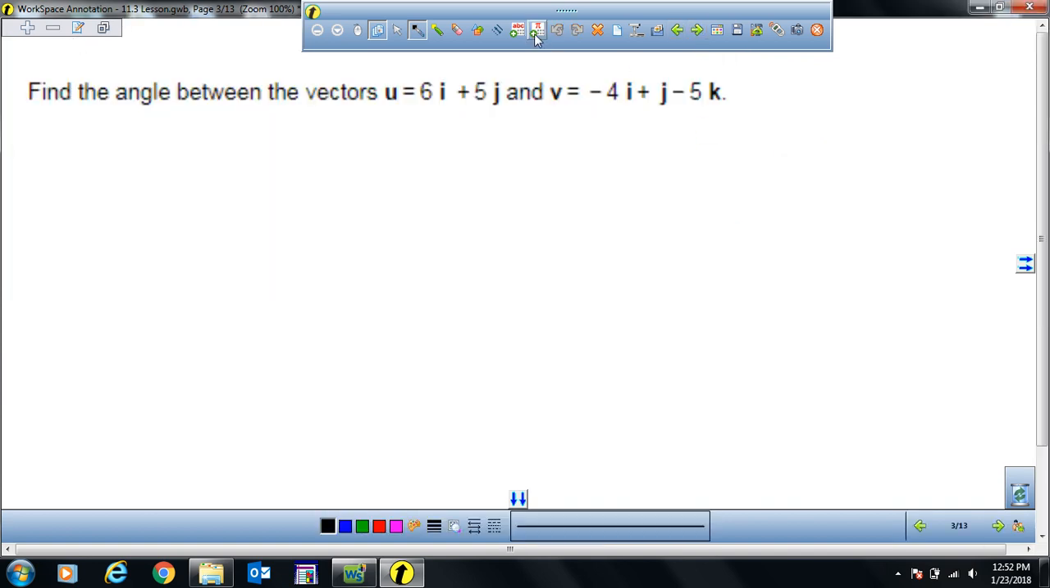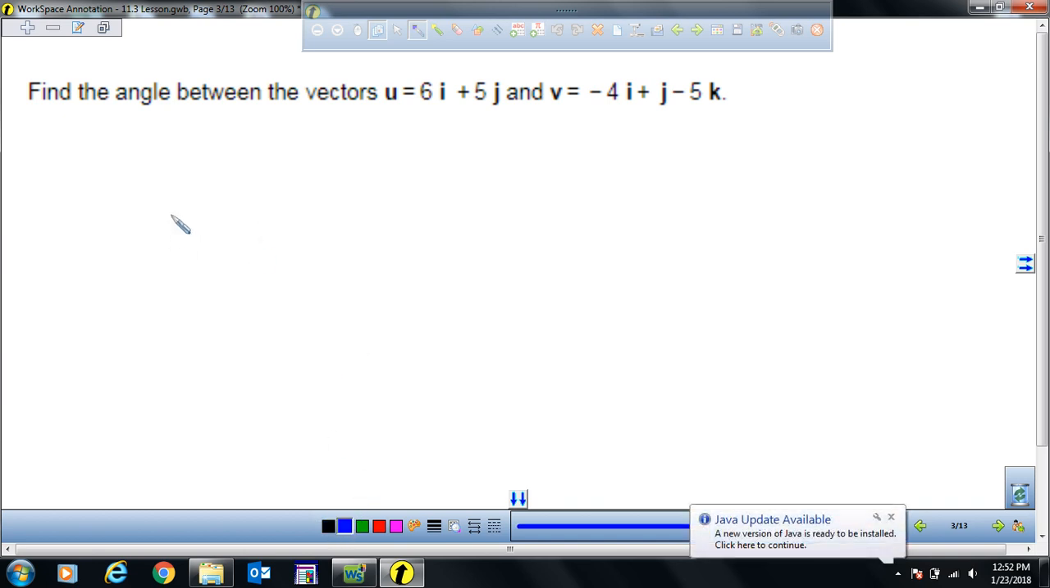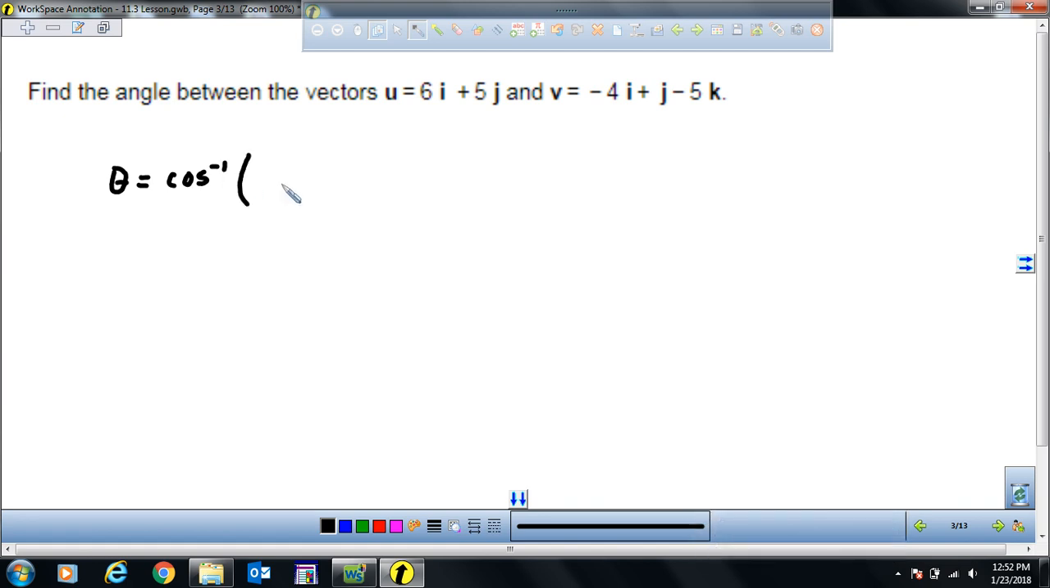So let's start by working on this. Find the angle between the vectors u equals 6i plus 5j, and v equals negative 4i plus j minus 5k. First of all, let's find their dot product, which we're going to need, because according to the formula, the angle between those two vectors is going to be the cosine inverse of the dot product of the two vectors divided by the magnitude of one vector times the magnitude of the other vector.